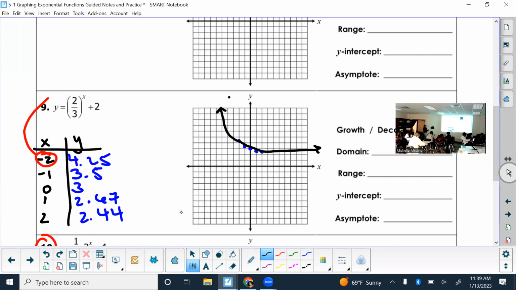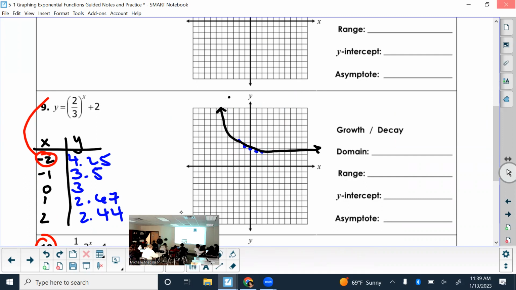And would this be growth or decay, table 8? Decay, because it's decreasing from left to right. Table 2, what would my domain be? Not 2, but all real numbers for the domain, yes.